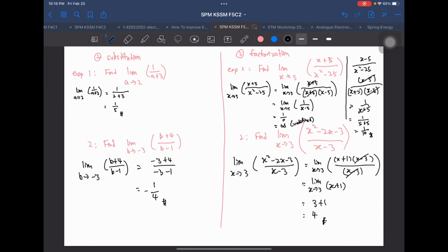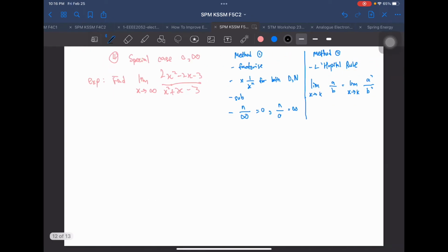So here comes the fourth one, which is a special case if you have 0 and infinity. Here we have two methods to solve it. The first method is here, and I'm going to explain it. First, you try to factorize it. If it cannot be factorized or it can be factorized, you continue with the second step, which is times 1 over x to the power n, where n is the highest degree of the polynomial. You multiply this to both the denominator and numerator.